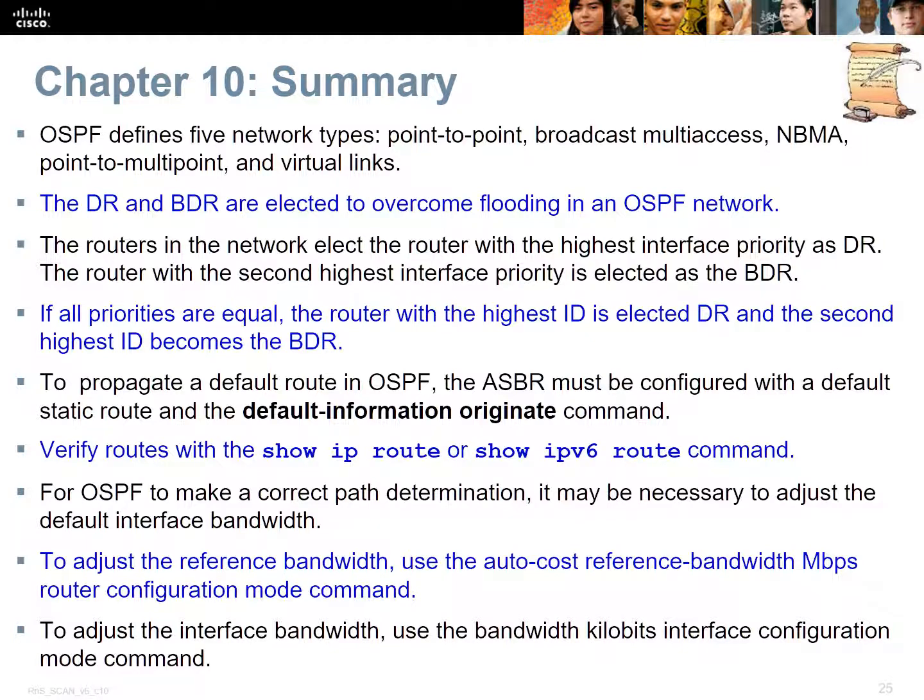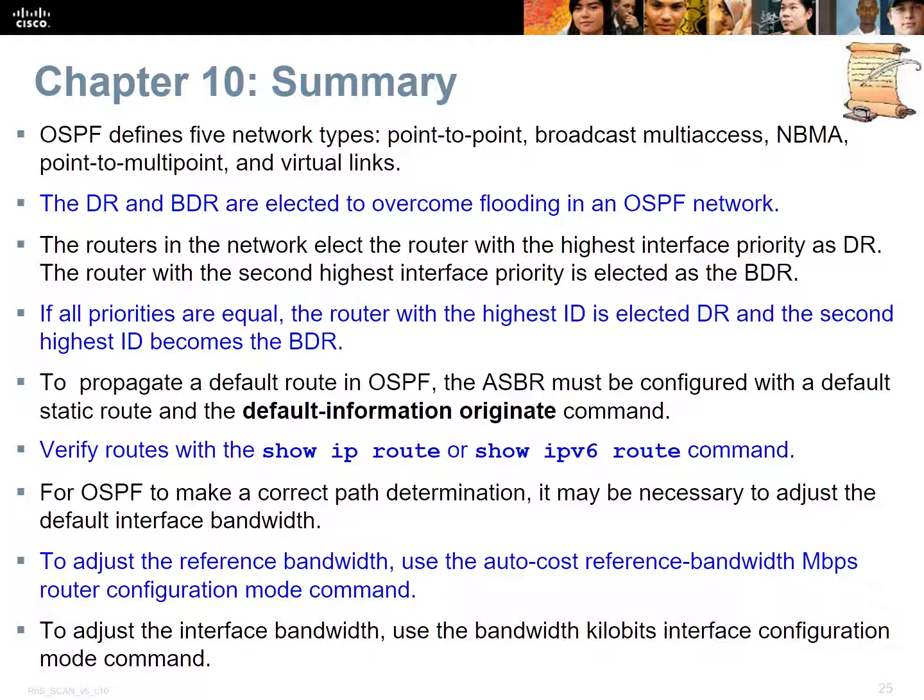There are five key categories of OSPF network types: point-to-point, broadcast multi-access, otherwise known as Ethernet, non-broadcast multi-access, otherwise known as Frame Relay, point-to-multipoint, and virtual links. Without the DR/BDR election process, all the routers would have to talk to each other and the flooding would be unbearable. So you've got to elect that router. You've got to have your election process.